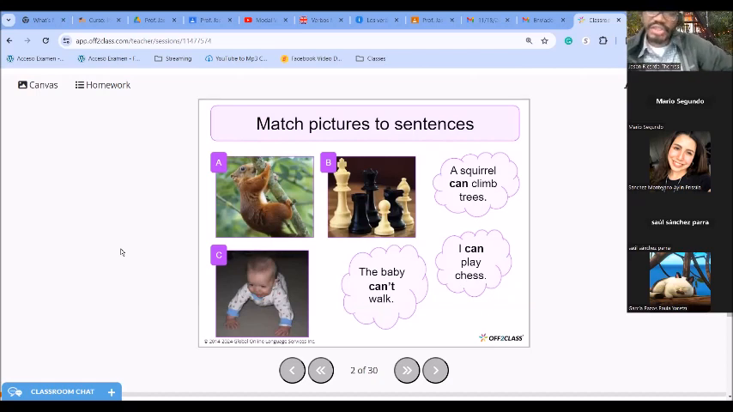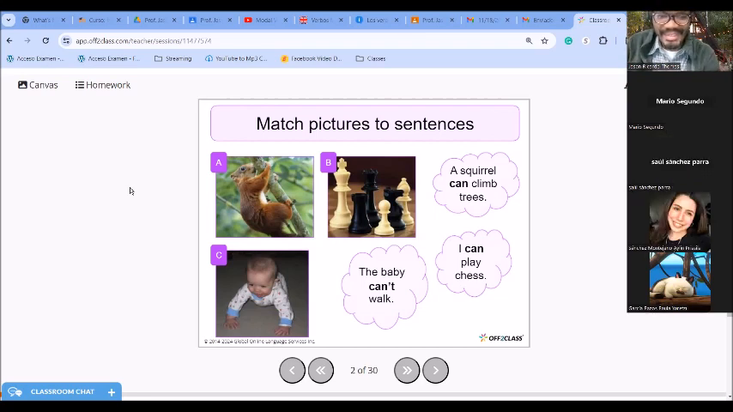Which picture matches which sentence? All right. Which one is for picture A? And read the sentence for me, Eileen. A is a squirrel can climb trees. Good. Climb. And if you know the action, going up, usually for trees or mountains, that's climb. One more time, Eileen. A squirrel can climb trees. Perfect. Right, Mario? B? Okay, B is I can play chess. Perfect. And Saul, C? The baby cannot walk. Good.